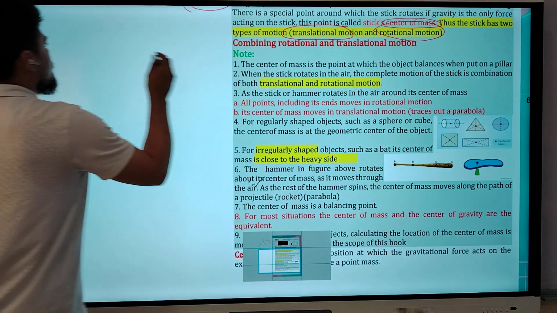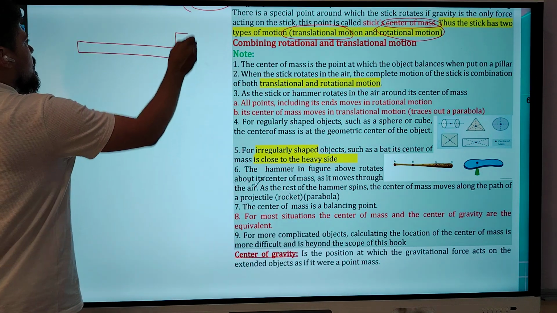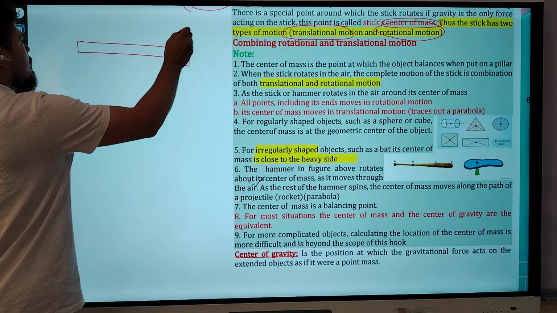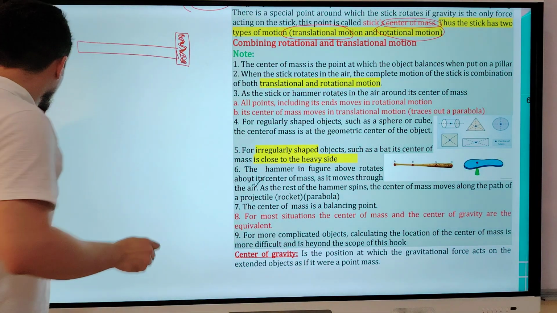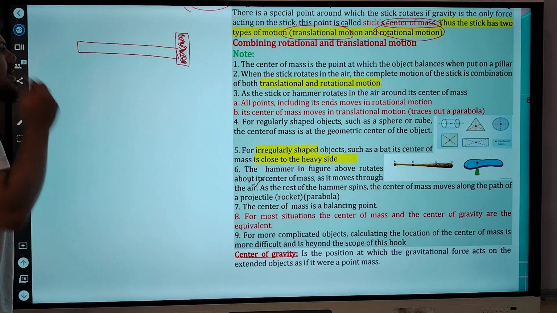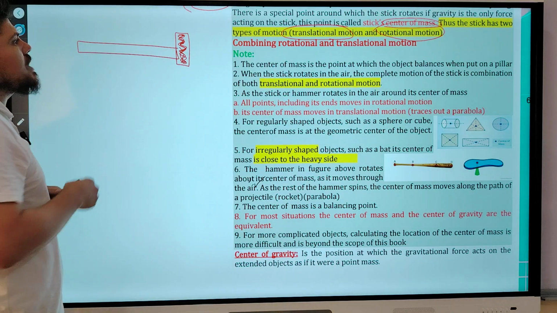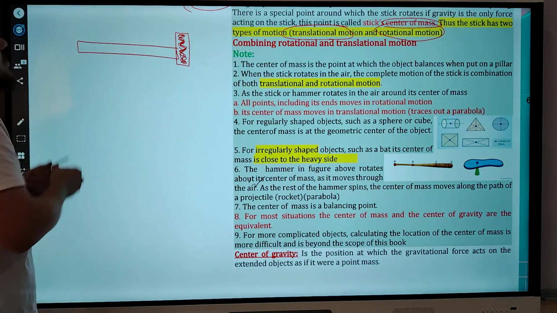Where is the center of mass of the hammer? Assume that this is a hammer. Where is the balancing point of the hammer? It is easy to find the balancing point logically. Logically, the balancing point of the hammer is located slightly toward the heavier side. Which side is the heavier side?